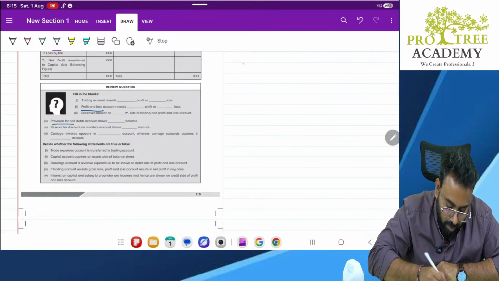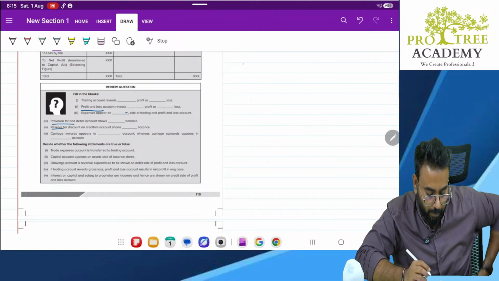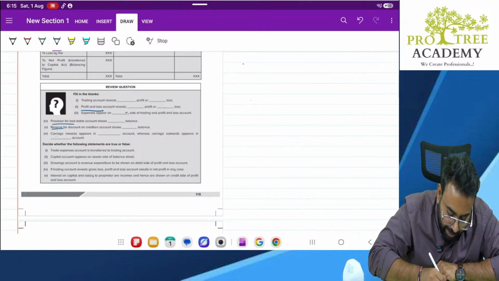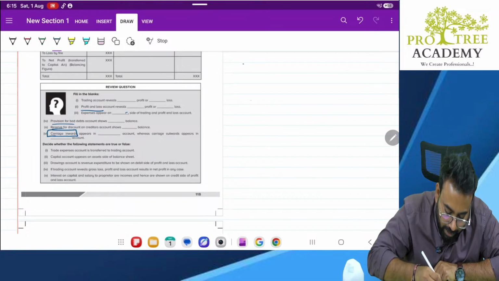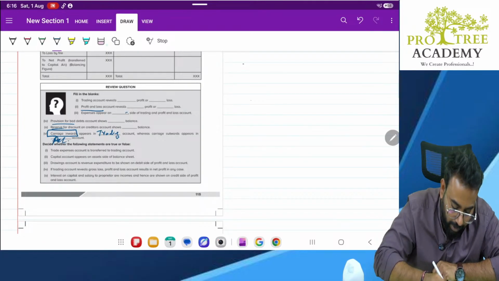You leave this. We have yet to discuss this. Usually carriage inward will appear in the trading account. Carriage outward will appear in the P&L account. Remember this point. Very, very important.